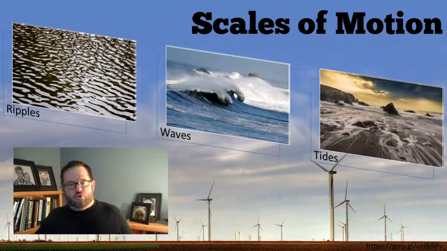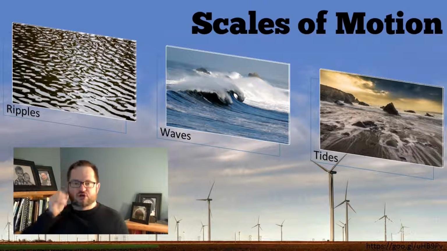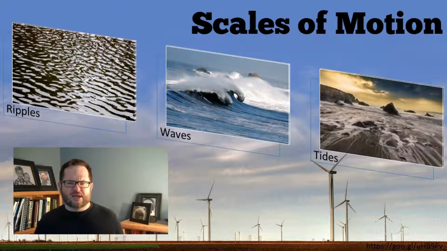Over the course of a day, there's two high tides and two low tides that are changing the overall height of the ocean. That's a type of wave as well. Well, in a certain way of thinking about it anyway, it's a type of wave. And those are all important in different ways.